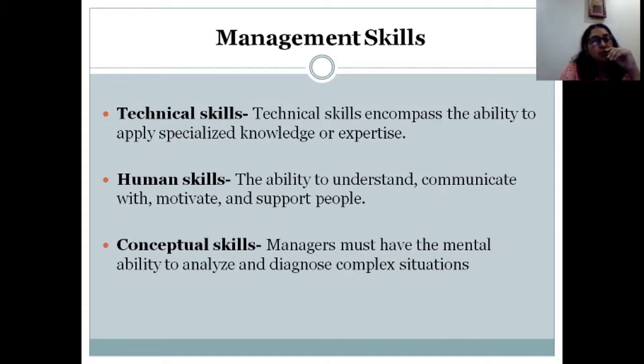Now, the human skills. The human skills are equally important. What are human skills? The manager should have the ability to understand the people with whom he is working, communicate with the people, motivate them, and support them both individually and in groups.